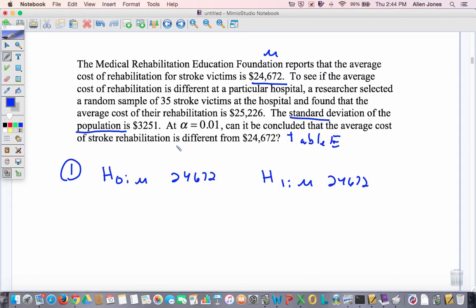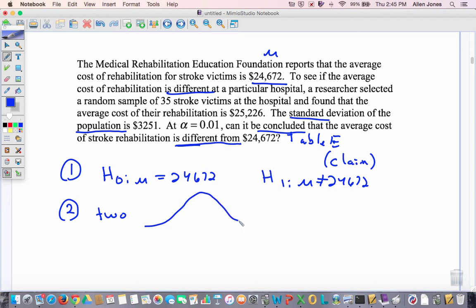So number 1 is our two hypotheses, null or alternative, based on a mean of 24,672. Notice it says is different from right here. Is different from, so it means not equal to and equal to. So once again, we'll identify our alternative as our claim. But this does change things because that not equal to sign tells us we have a two-tailed test.